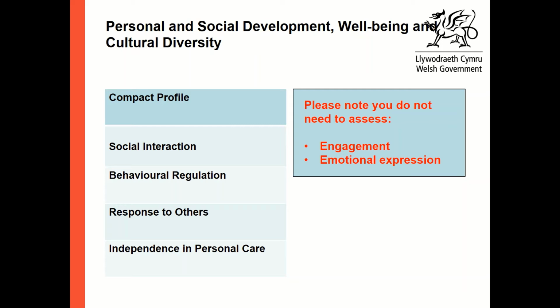So looking at personal and social development, well-being and cultural diversity. Looking more closely at the skill ladders within the compact profile. So for social interaction, you will be observing if children play on their own, do they interact with other children, do they play alongside, parallel play and play independently.